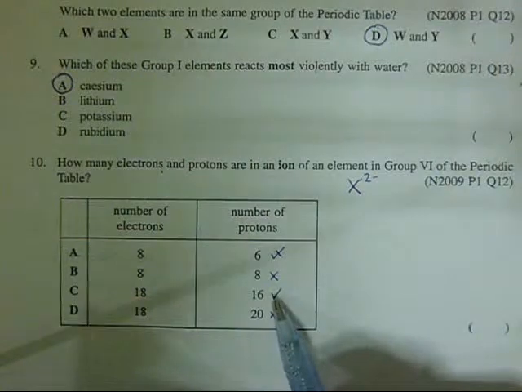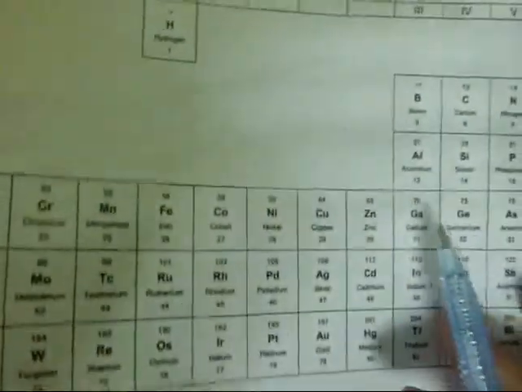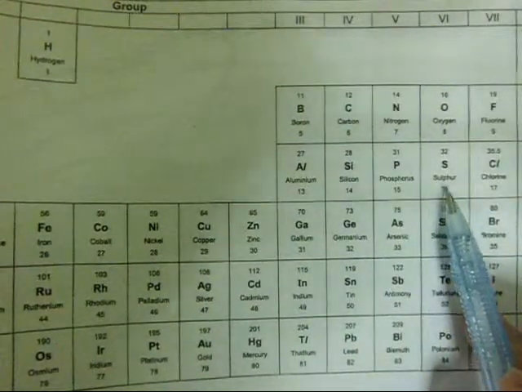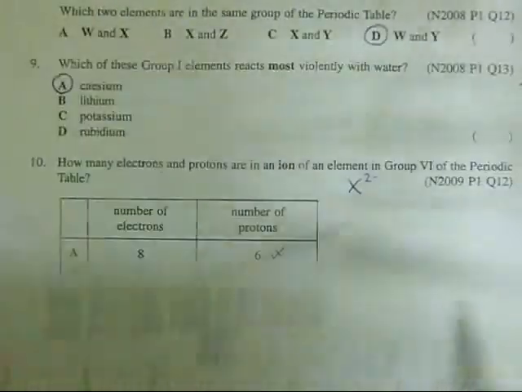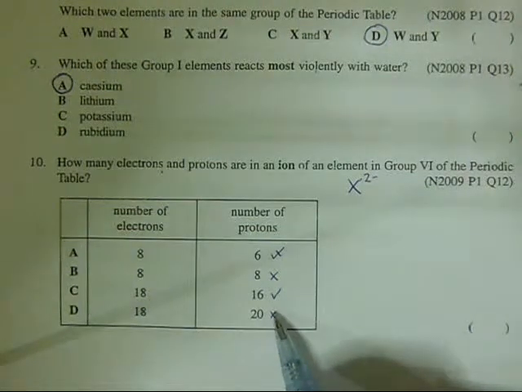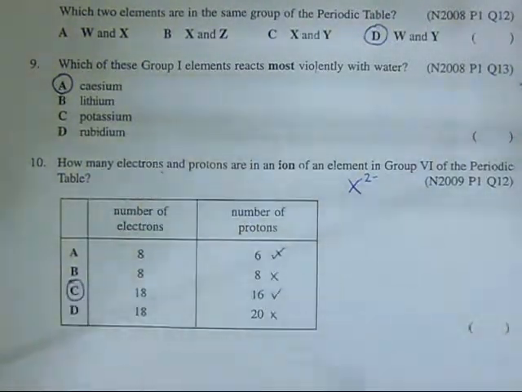Now let's double check this one. Number of protons is 16. So what element is this? Number of protons 16 is sulfur. Sulfur, is it in group 6? Yes, it is in group 6. And it is also an ion with a charge of 2 negative. So that means your answer should be C.